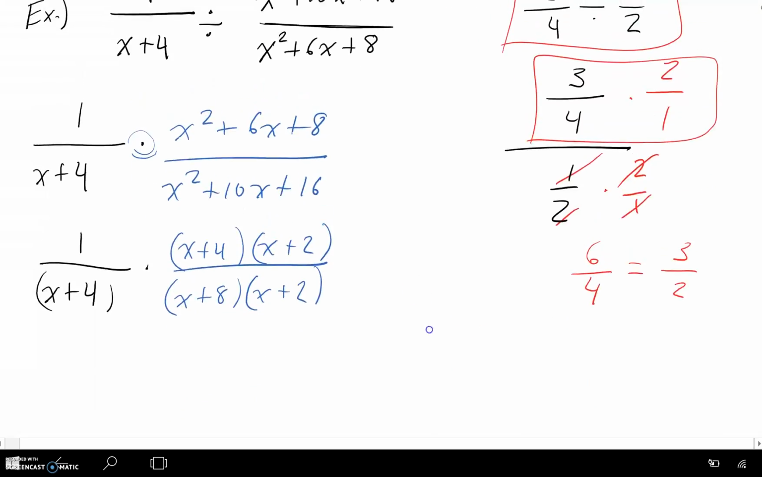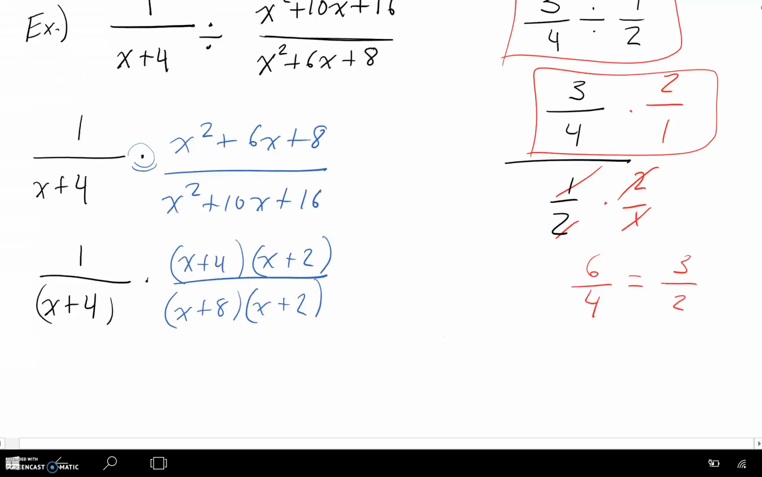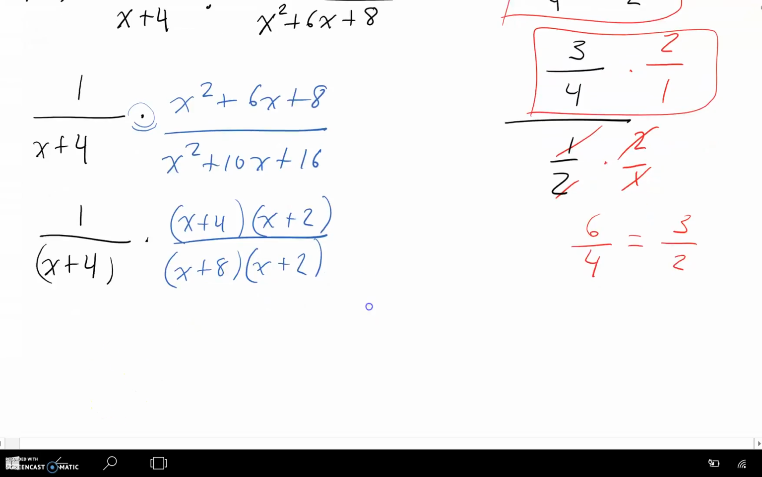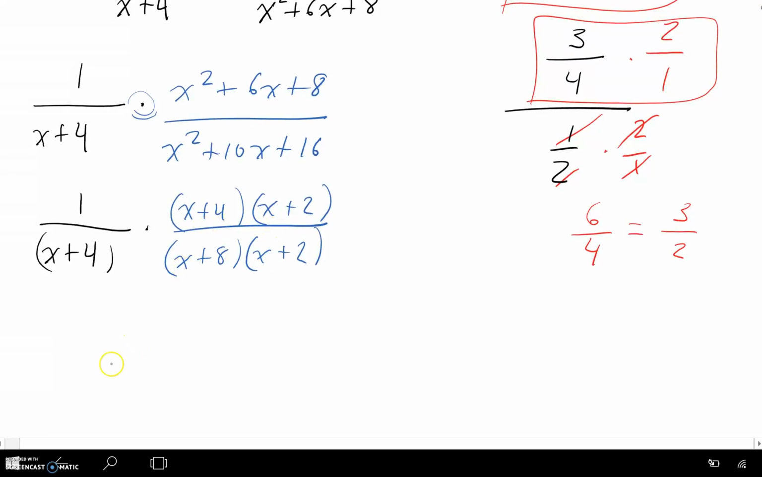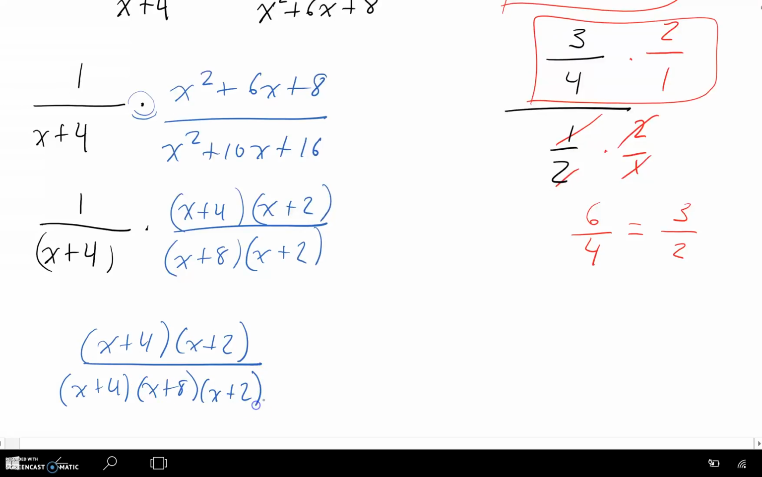And you are absolutely correct. What I'm going to do instead is combine these all into one fraction. So 1 times the numerator is just x plus 4, x plus 2. And in our denominator, we have all three of these terms: x plus 4, x plus 8, x plus 2. And again, you can do this when you're just multiplying rational expressions too. So what do we have here? I have an x plus 4 that cancels out, and an x plus 2 that cancels out.